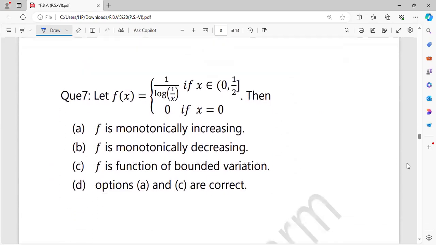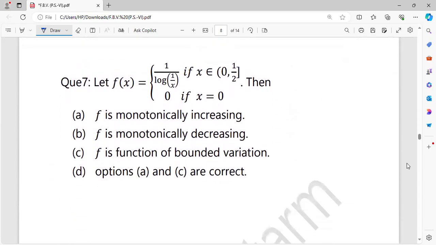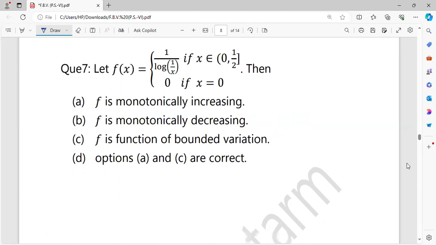So this question is: given f(x) is equal to 1 upon log(1 upon x) if x belongs to the closed interval 0 to 1 by 2, and 0 if x is equal to 0. Then option A is f is monotonically increasing, option B is f is monotonically decreasing, option C is f is a function of bounded variation, and option D is options A and C are correct. Let's check it.